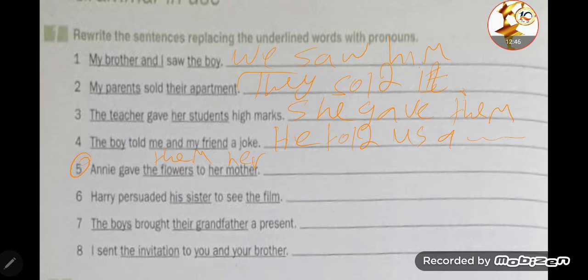Annie gave them to her. Annie gave the flowers to her mother. Number 6. Harry persuaded his sister to see the film. Harry persuaded her. His sister becomes her, and the film becomes it. To see it. So: Harry persuaded his sister to see it.